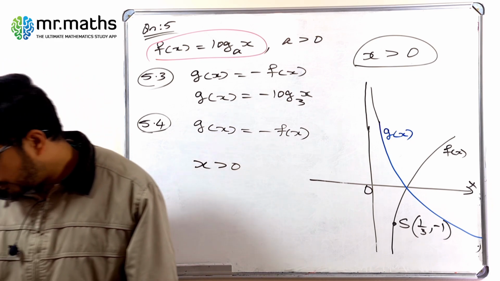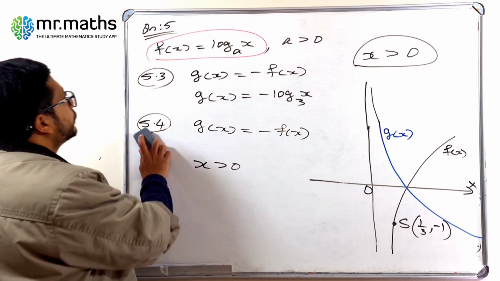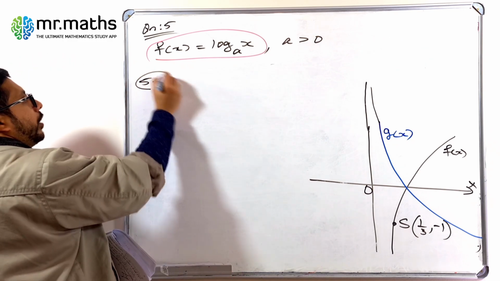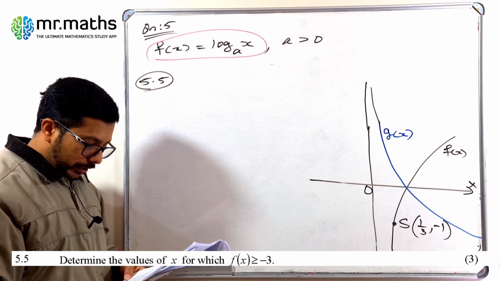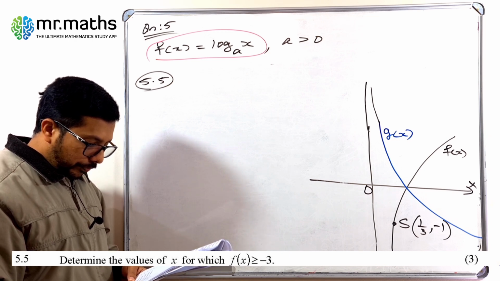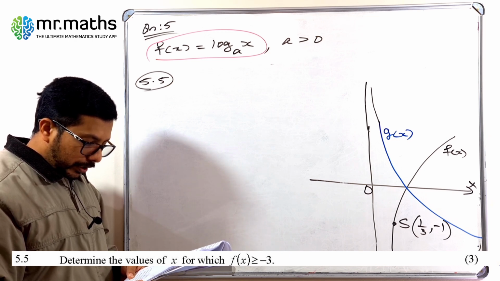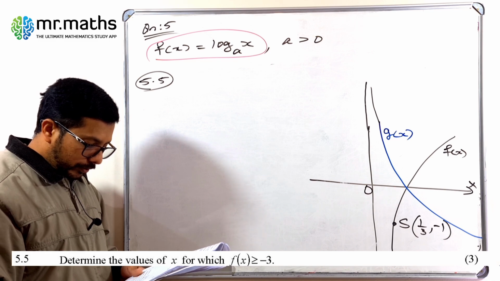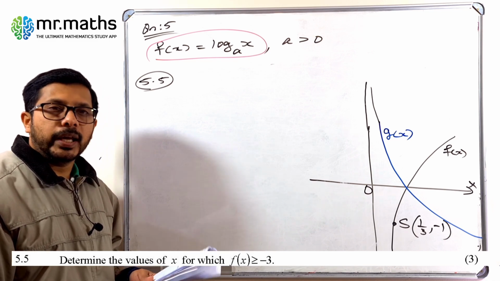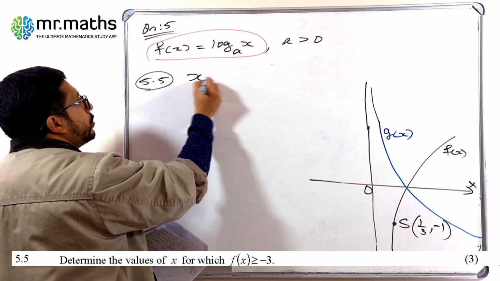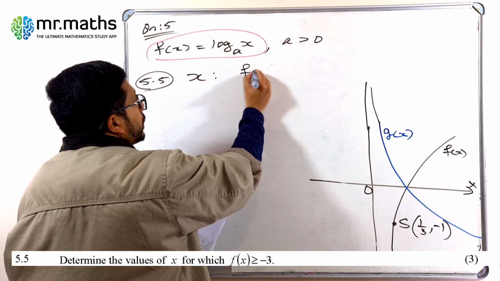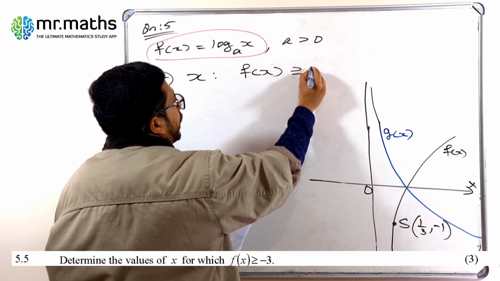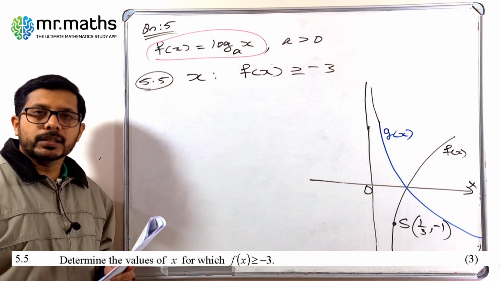Now let's go to question number 5.5. What is that question? Determine the values of x for which f of x is greater than or equal to minus 3. Determine the values of x. So you have to find the values of x. And what is the condition? f of x is greater than or equal to minus 3.